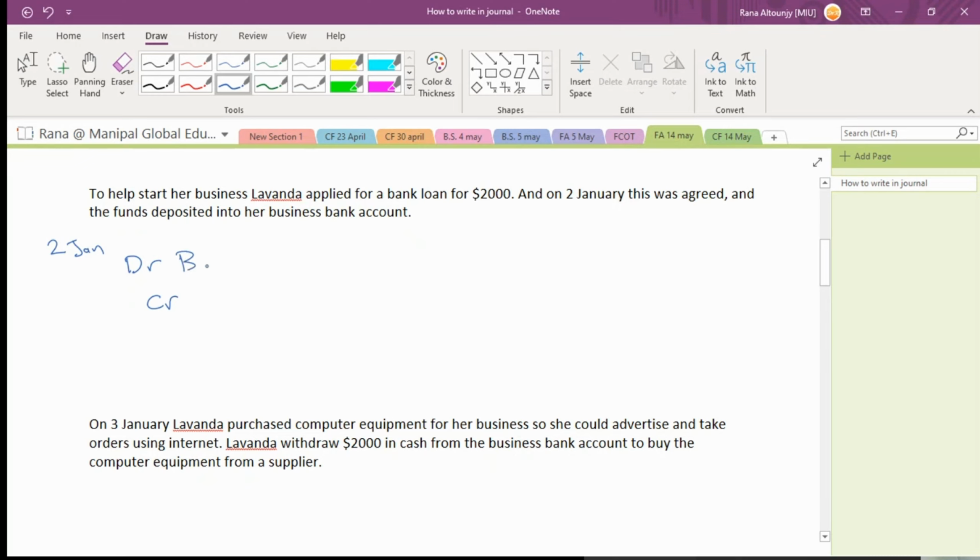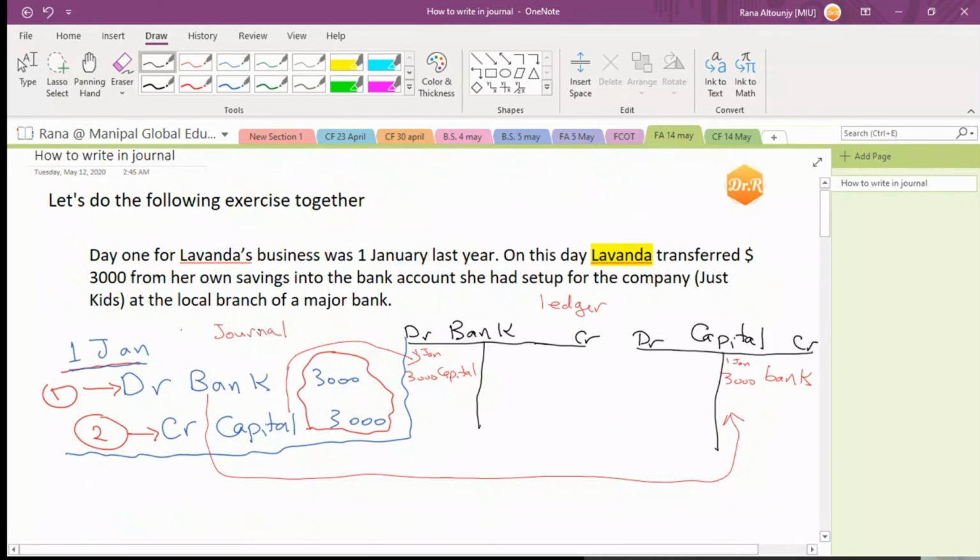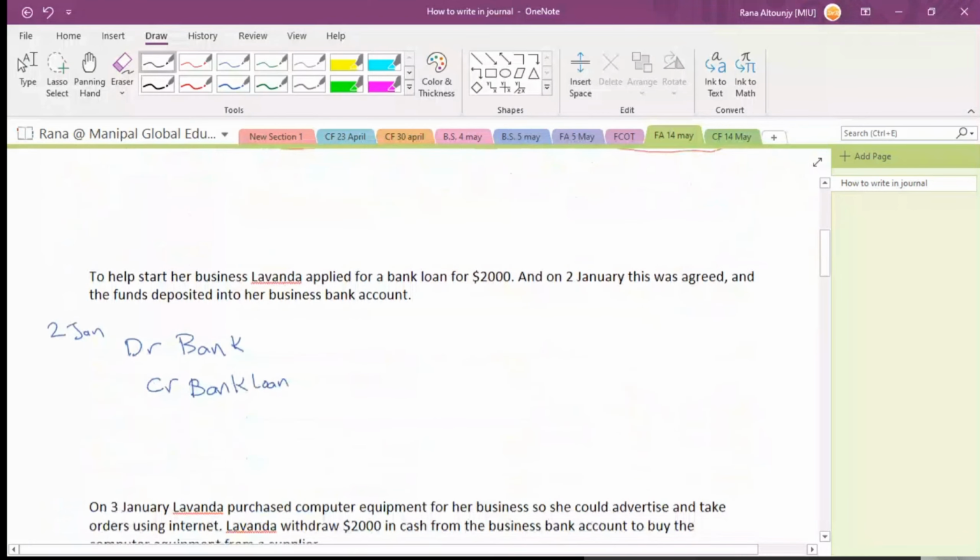So debit bank, credit bank loan. Okay, so also we need to open the T account of those two accounts. If you see the bank, we already have it open earlier, so we need to transfer what we opened earlier.